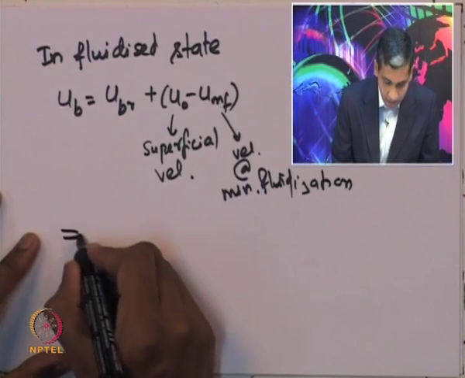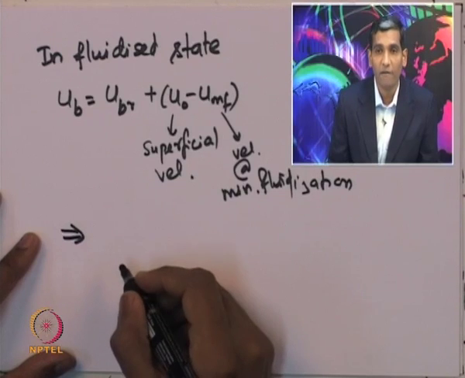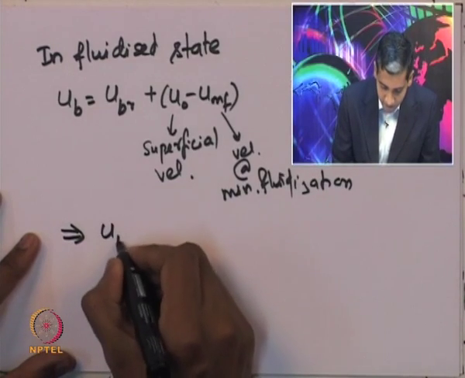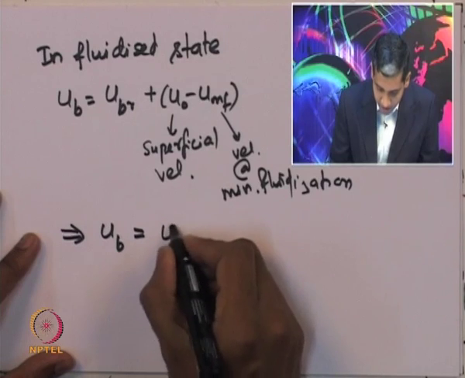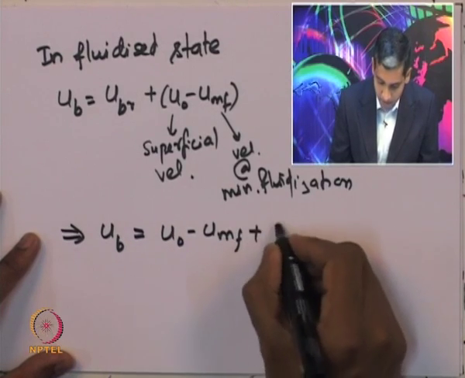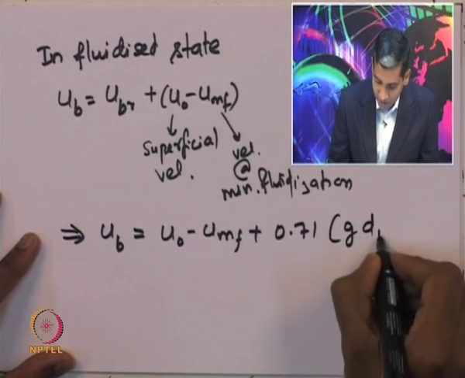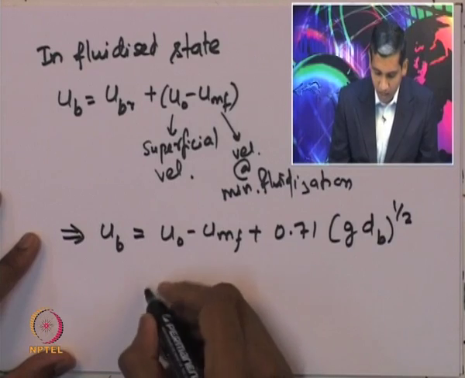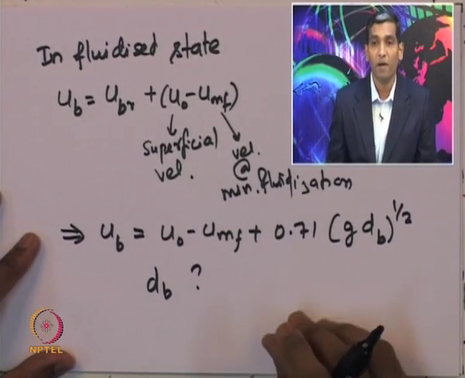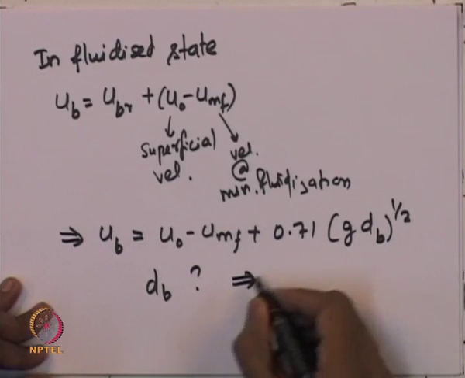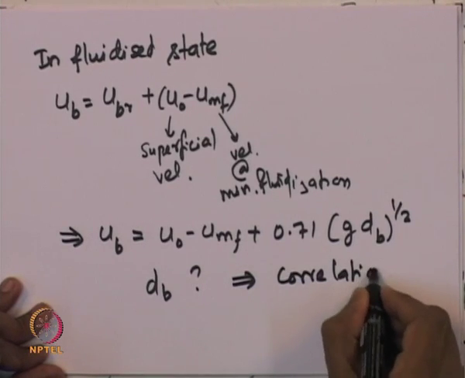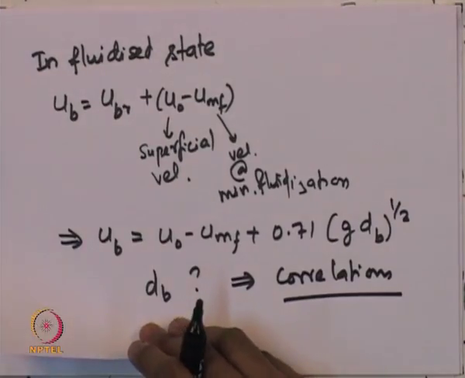Plugging in the correlation for the velocity of a single bubble, we find that the velocity of the bubble in a fluidized bed reactor in the fluidized state is given by U naught minus UMF plus 0.71 into gravity into diameter of the bubble to the power of half. Now we need to find out the diameter of the bubble in terms of the other properties of the reactor. There are correlations available, so one needs to use correlations to estimate the diameter of the bubble. Let us look at what these correlations are. The first correlation that we are going to look at is called the Mod-01 correlation.